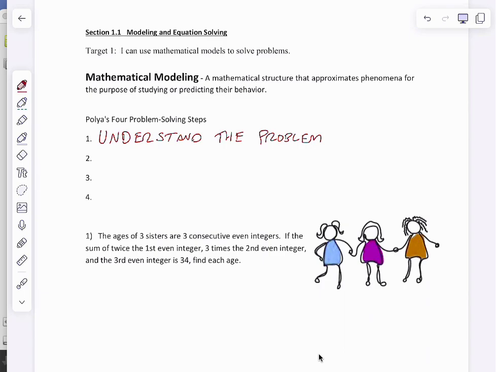And so understanding the problem is not always as easy as just reading it and automatically saying, okay, well, I get what they're asking. Sometimes people read a problem, they misunderstand the problem, they do all the steps and get an answer that would make sense, but they didn't do the problem that was being asked.